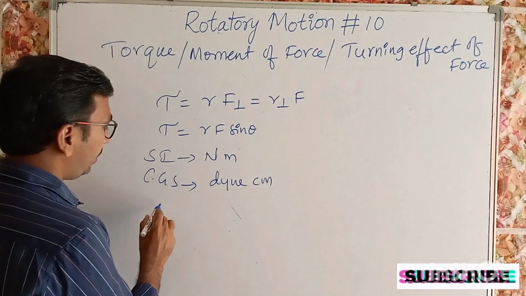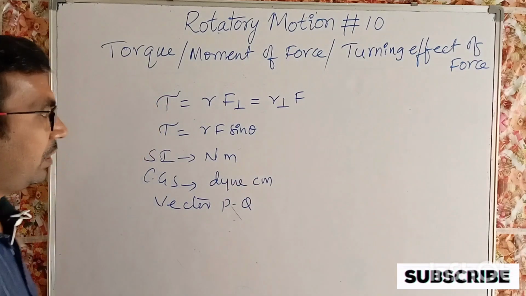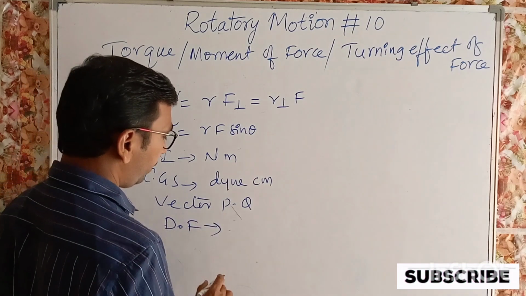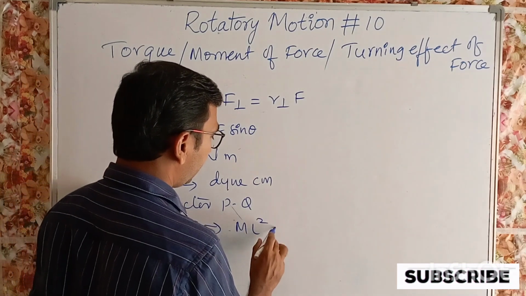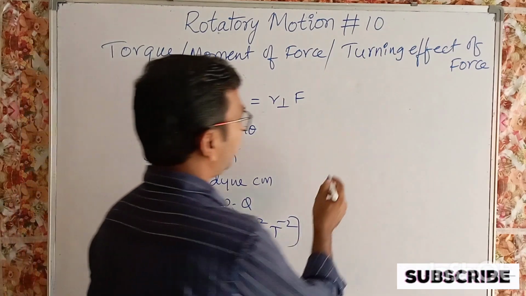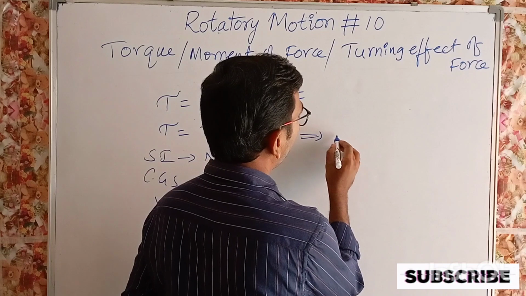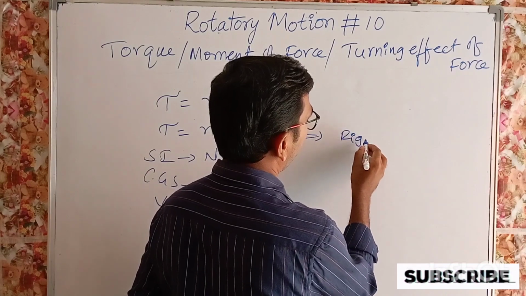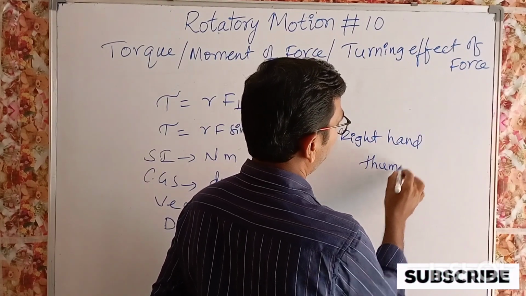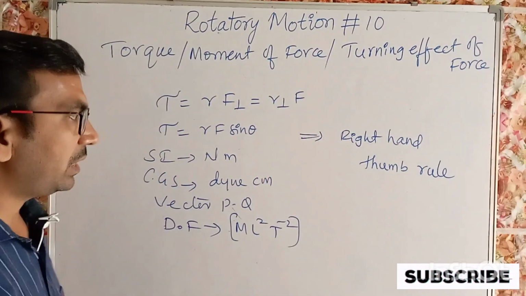It is a vector physical quantity. And the dimensional formula is M L square T to the power of minus 2. Here the direction of torque can be determined by using the right hand thumb rule.